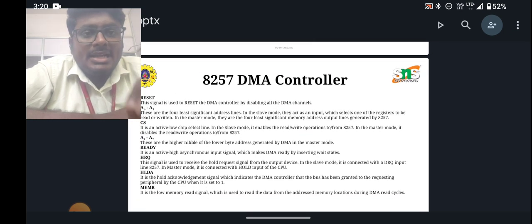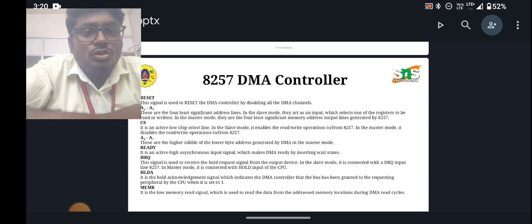CS, chip select: it is an active low chip select line. In the slave mode, it enables the read or write operation to or from the 8257. In the master mode, it disables the read or write operation to or from the 8257. A4 to A7: these are the higher nibble of the lower byte address generated by the DMA in the master mode. Ready: it is an active high synchronous input signal which makes the DMA ready by inserting wait states.